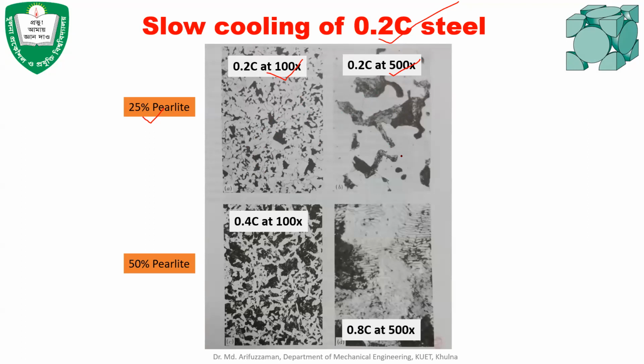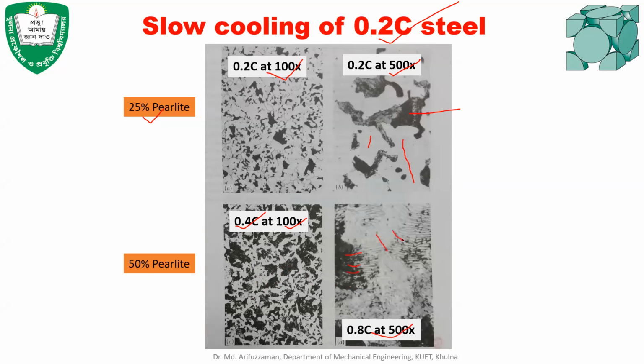And for more magnification, these white regions are still ferrite, and the black regions are the combination of ferrite and cementite. That's how you can see the appearance of white color in the microstructure. And for 0.4% carbon at 100x magnification, there is 50% perlite, so more black regions will appear in the microstructure. And then for 0.8% carbon at 500x magnification, you'll see a perlitic structure.